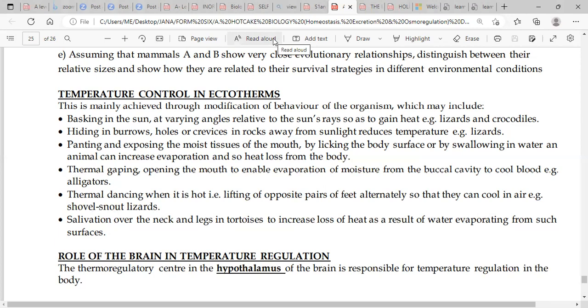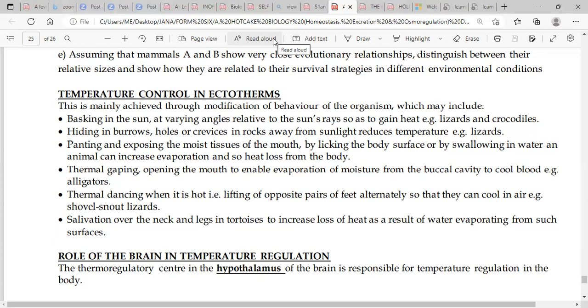We have salivation over the neck and legs in tortoises, which will increase loss of heat as a result of water evaporation from such surfaces. Those are some of the ways that are specific to the ectotherms, and you cannot find them in the endotherms.